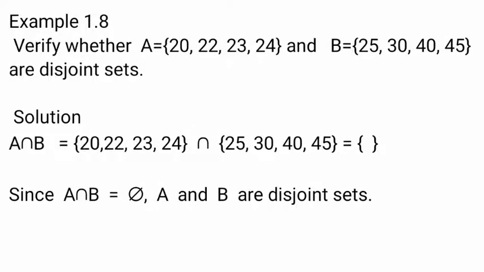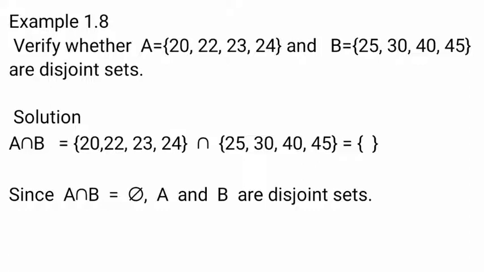Example 1.8. Verify whether A equal to {20, 22, 23, 24} and B equal to {25, 30, 40, 45} are disjoint sets. What is the meaning of disjoint sets? Good. That is, we have no common elements. Solution: find A intersection B.